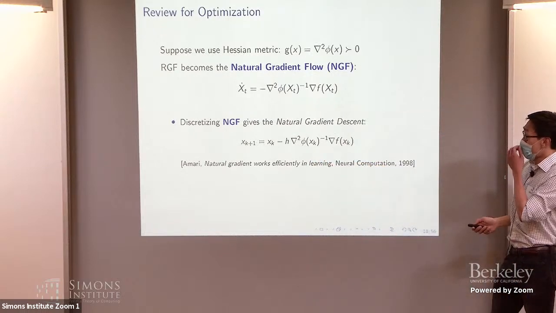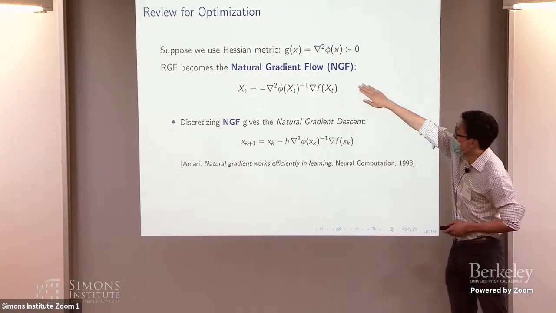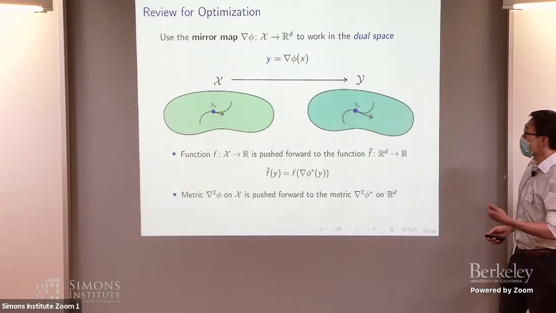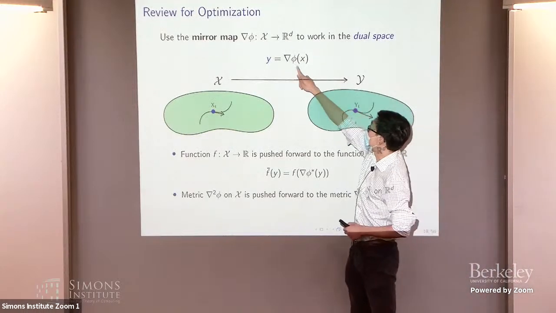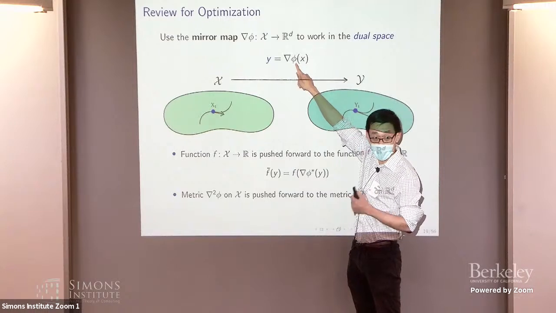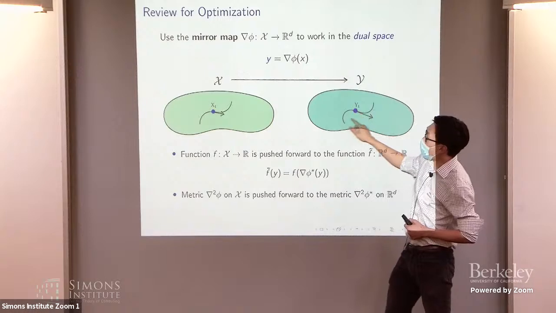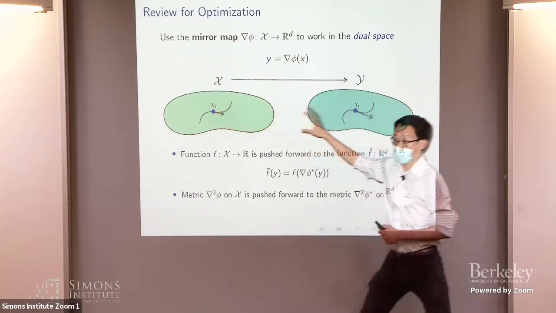So instead, what we can do is look at this dynamics in the dual space. In the dual space, meaning that we apply this gradient of phi, which we call the mirror map, to map the domain x to the dual space y. So anything we can do in the primal space, we can do in the dual space.